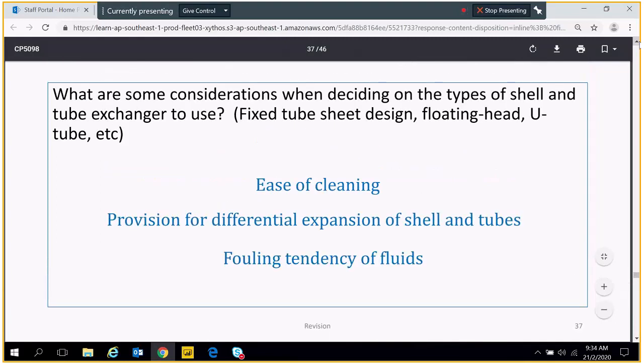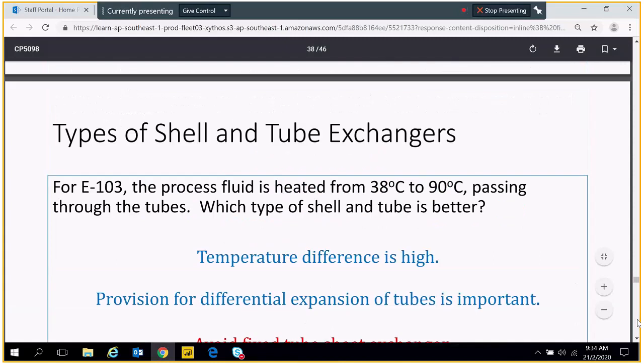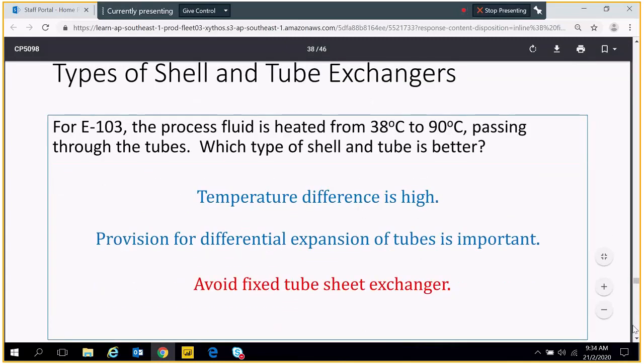All right, so this one, reflect on this, very important. What are some considerations when deciding on the types of shell and tube exchanger to use? Is it a fixed tube sheet design, floating head, U-tube? This one is very important. This one also, study this one.